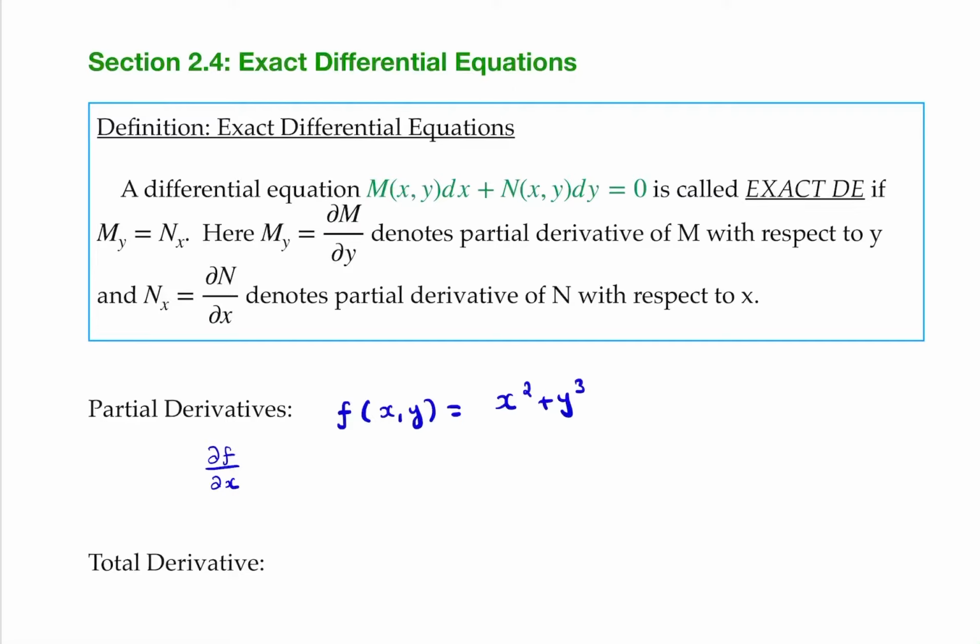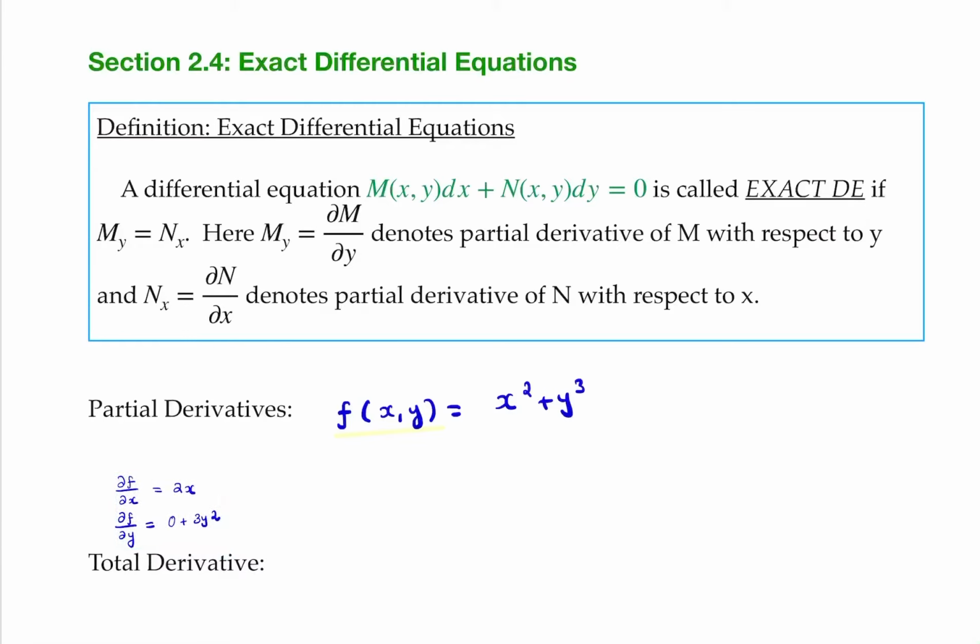The idea here is finding the rate of change of this function with respect to only one variable. If I do that, we get simply 2x, because y is treated as a constant, so its derivative is 0. For the same function, if I ask for the partial derivative of f with respect to y, I treat x as a constant and only differentiate with respect to y. I get 0 plus 3y squared. I'm sure you have done many of these problems before, so that's how we find the partial derivative.